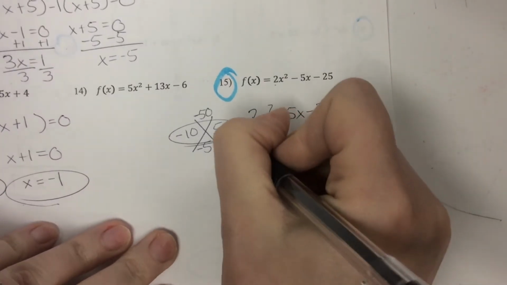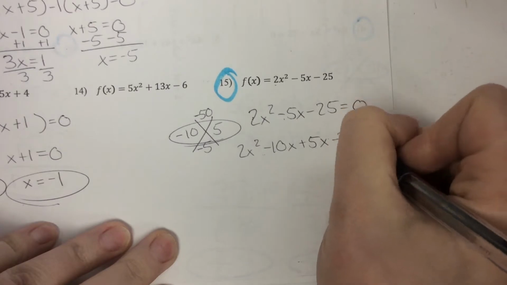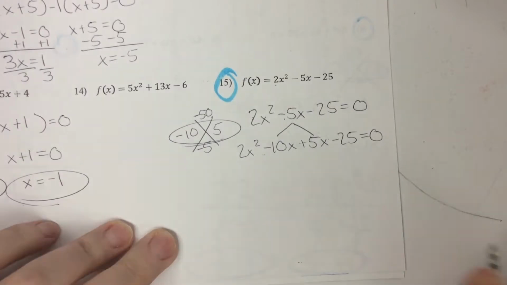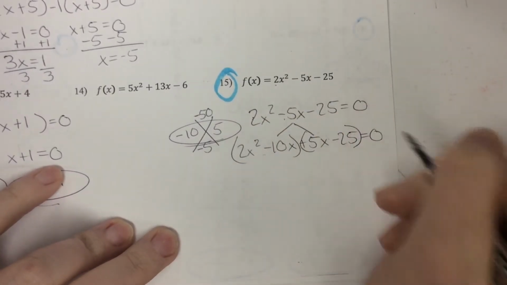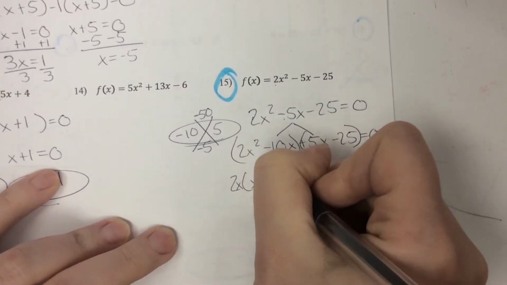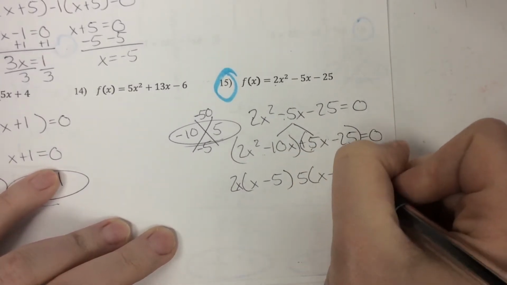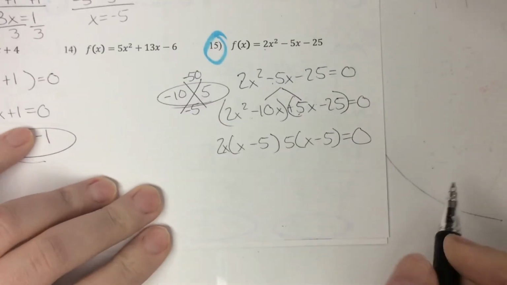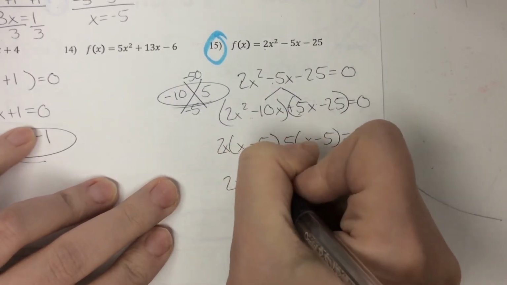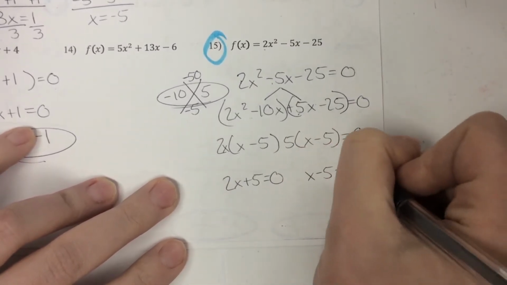All right. 2x squared minus 10x plus 5x minus 25 equals 0. Remember, it just splits up that middle term. Group. 2 and 10, factor out a 2 and an x. We're left with x minus 5. Over here, 5 and 25, you can factor out a 5. X minus 5 equals 0. So our two factors are 2x plus 5, and that's equal to 0. The other factor here that matches, x minus 5, and that's also equal to 0.